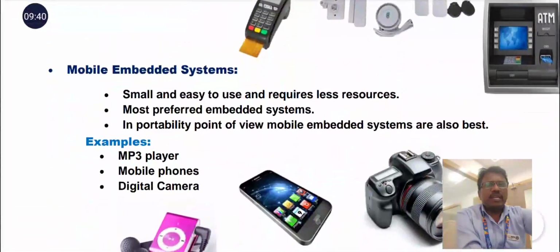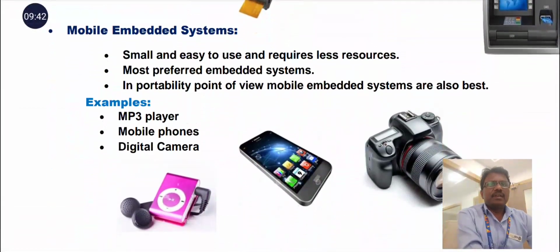So next is mobile embedded system. Which embedded system do you use every day? The answer is your mobile phone. A mobile phone is an excellent example of a mobile embedded system. A mobile embedded system is a compact, portable embedded device that requires fewer resources and is designed for easy mobility. Examples: mobile phones, MP3 players, digital camera, etc.